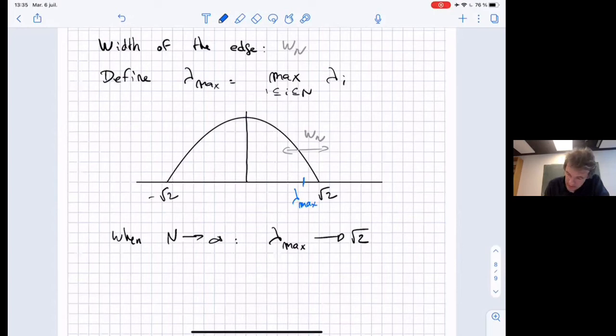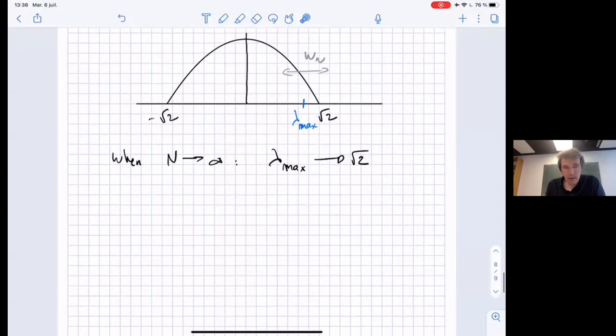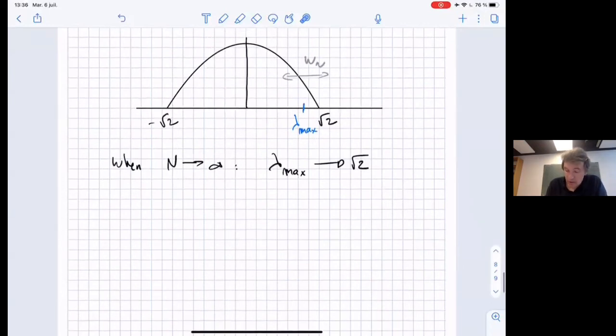And I would like to estimate this amplitude here. So again, to estimate it, I will make the assumption that I will ignore the correlations, for a while, between the lambda i's. And I will just say that this lambda max is such that the typical number of eigenvalues in this interval between lambda max and square root of 2 is just given by 1. And that's how I will estimate the width of Wn. So that's a standard argument from extreme value statistics.